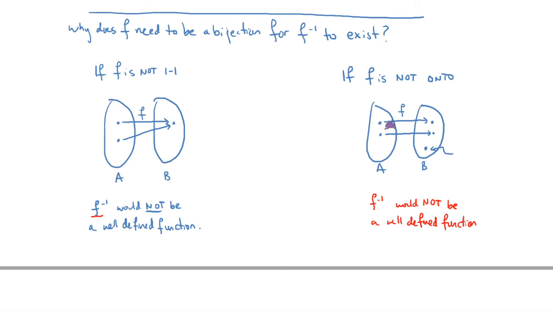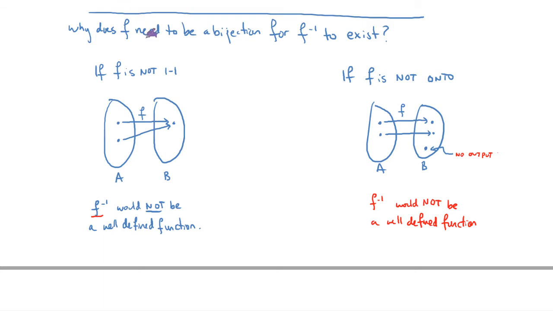But look at this. This element was not hit by f over here, because this is not onto, right? The range of f is not all of the codomain. There's some element that's not hit by this function. So this one right here would have no output for the inverse, right? So since this would have no output, that would not be a well-defined function, right? To be a function, everything in the domain has to have some kind of output. So because the original function was not onto, now I have this sort of missing condition here.